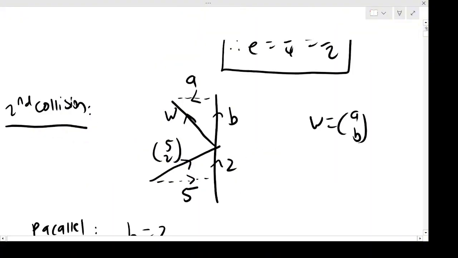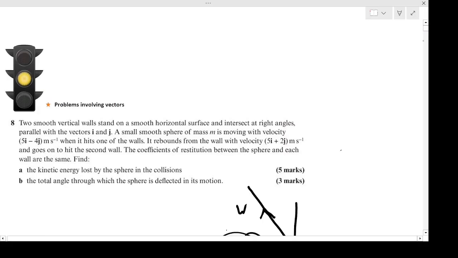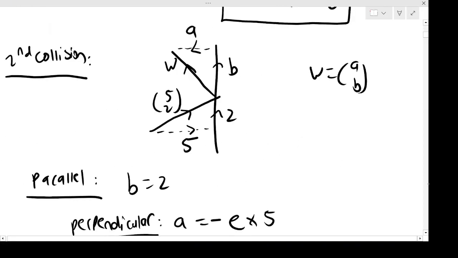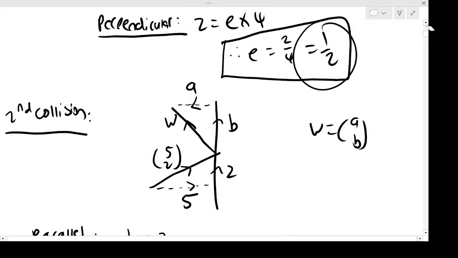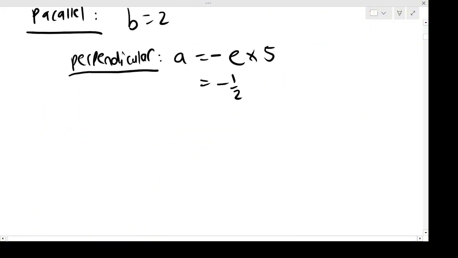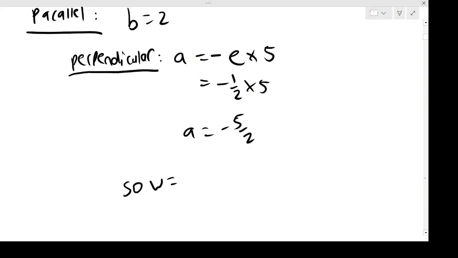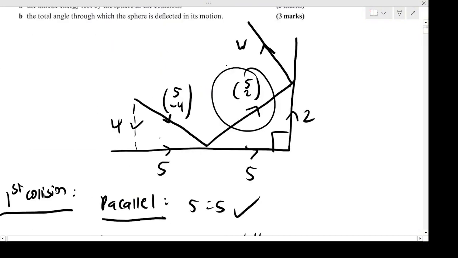To double check that, the question mentioned the coefficients of restitution are the same for both walls, so we can reuse e, which we just worked out. Just to clarify on that, we got minus a half times 5, and so a is just minus 5 over 2. So I've got my two components. So w, which was (a, b), is (minus 5 over 2, 2). That is my velocity at the end there.